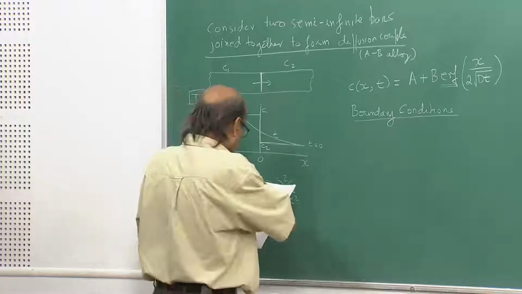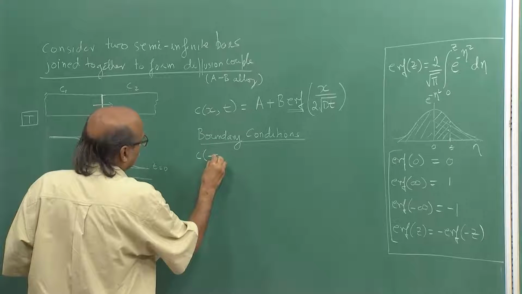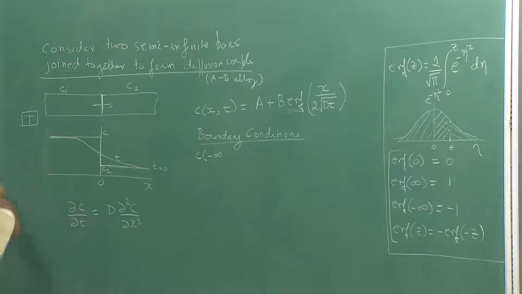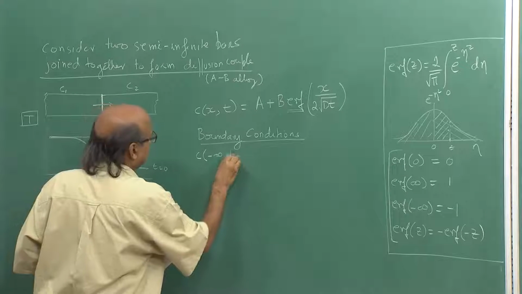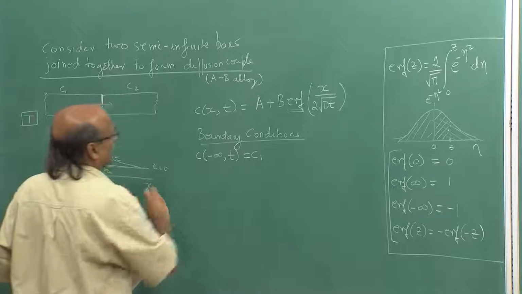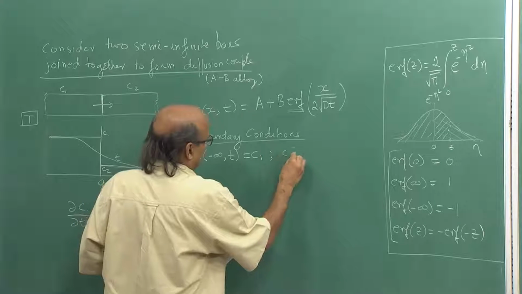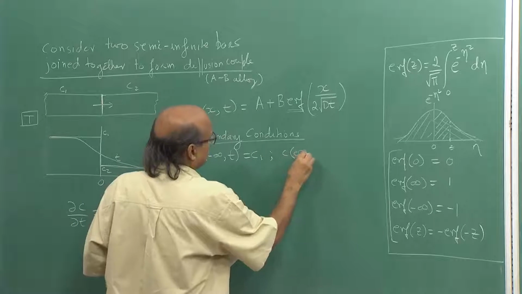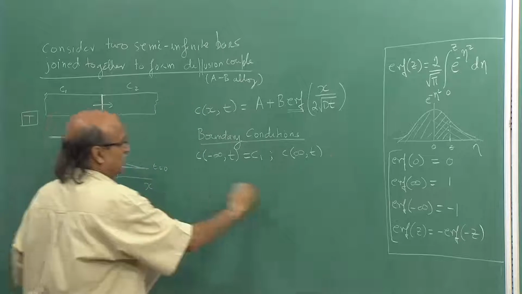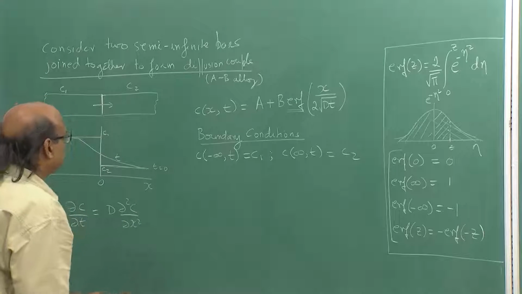So, therefore, the boundary conditions I can write: on the left hand side, at x going to minus infinity at any time t, the concentration is fixed at C1. Similarly, on the right hand side, at plus infinity at any time t, so far away on the right hand side, the concentration is fixed at C2.